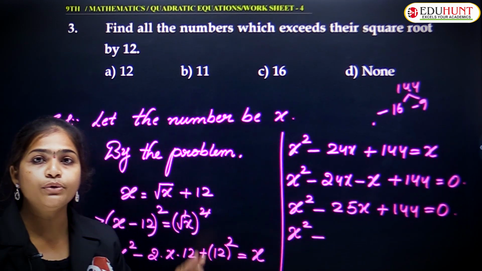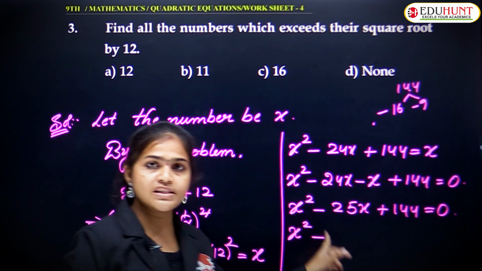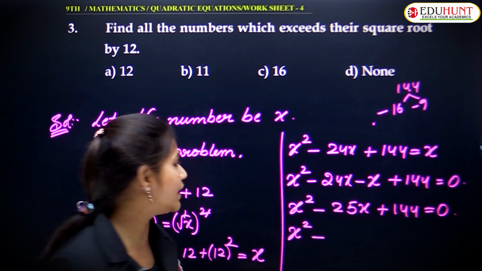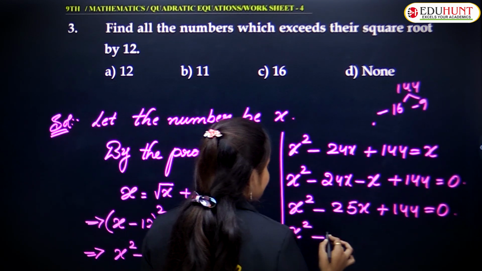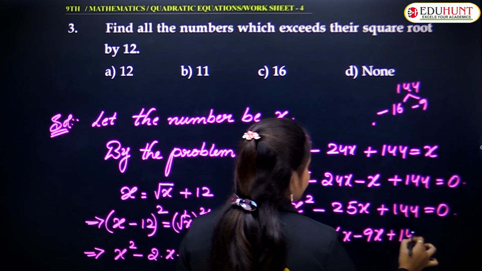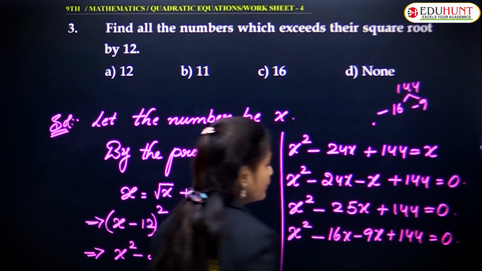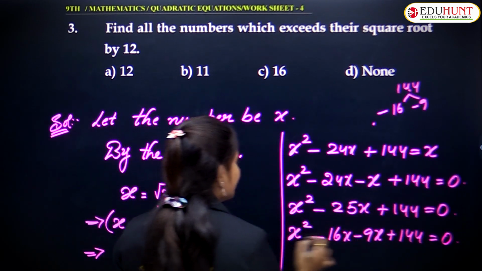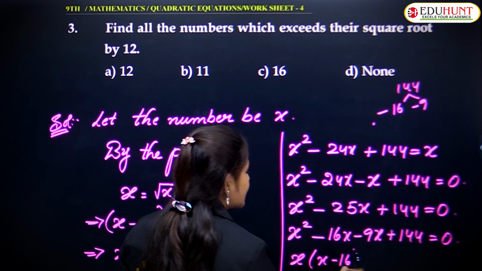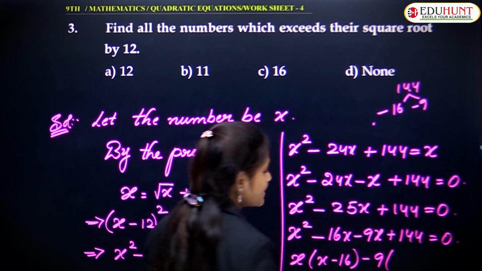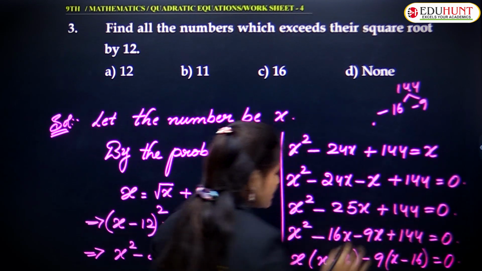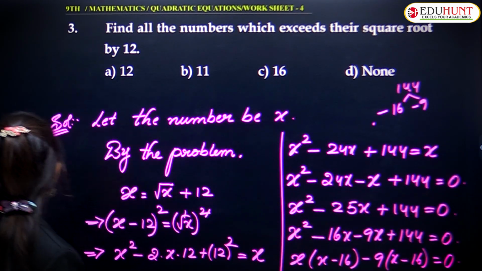Those two are negative only. Why? Because when you add two positive integers, the sum is always positive, and when you add two negative integers, the sum is always negative. So here minus 16x minus 9x plus 144 is equal to 0. From the first two terms take x as common, so x into x minus 16, minus 9 into x minus 16, which is equal to 0. Clear?